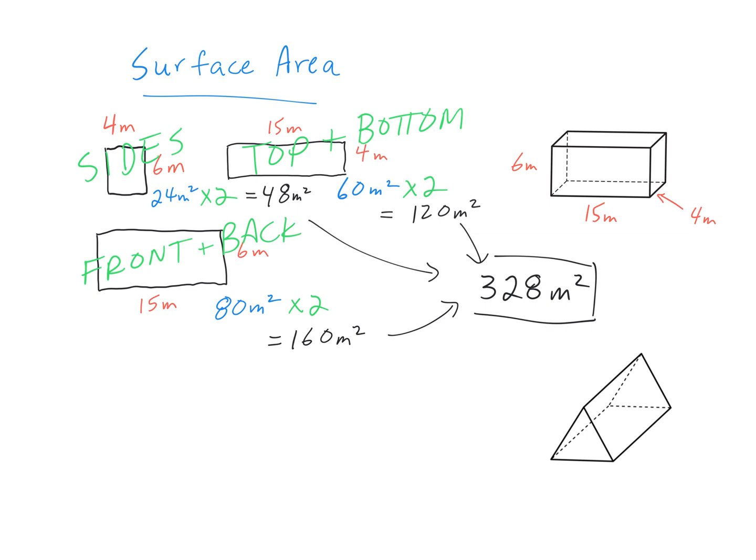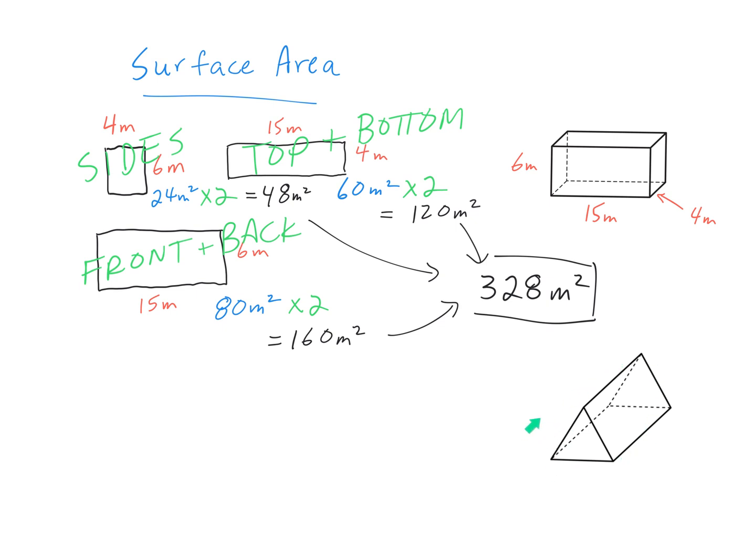So when we're finding the surface area of a 3D shape, it's just the combination, or the addition, of the separate sides added up. That's all it is. Okay, let's take a look at this triangular prism. I'm going to throw some dimensions on it.